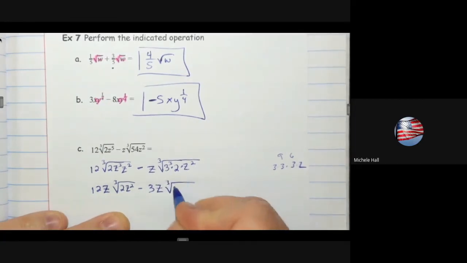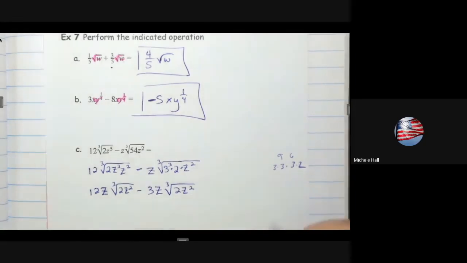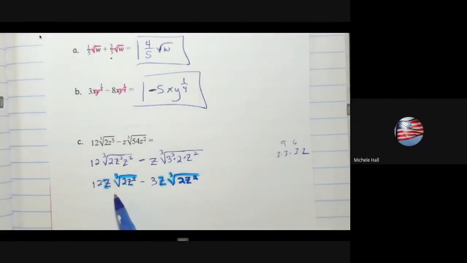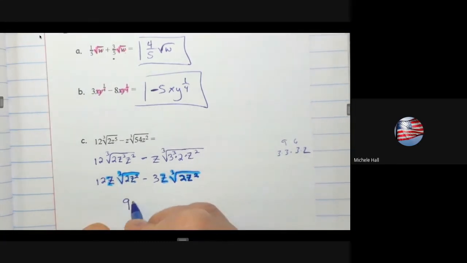And we have 2z squared left. Do we have the same exactly? We have exactly z times the cubed root of 2z squared, z times the cubed root of 2z squared. We have exactly the same variables, the same index numbers, the same a value. Therefore, we can just combine those leading coefficients. 12 minus 3 is going to be 9z cubed root of 2z squared. Final answer.